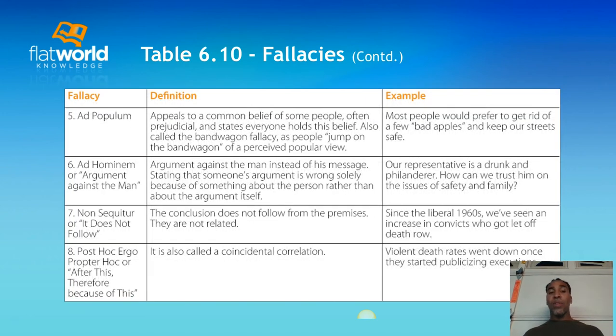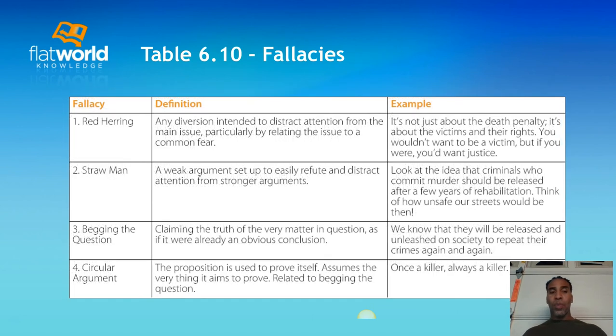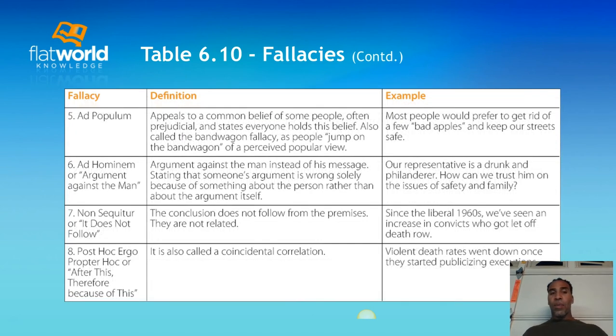And 5 through 8 on this one. So the first page is 1 through 4. The second page is 5 through 8. Same thing: you have the fallacy, you have the definition, you have the example.